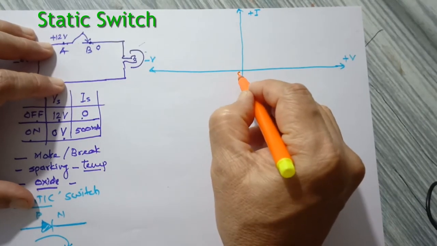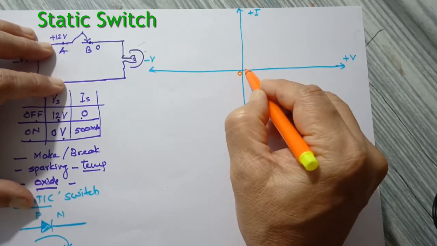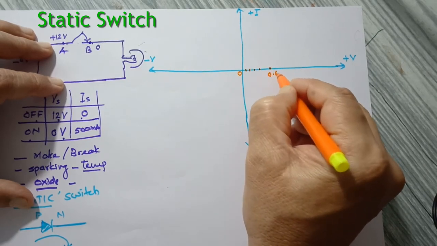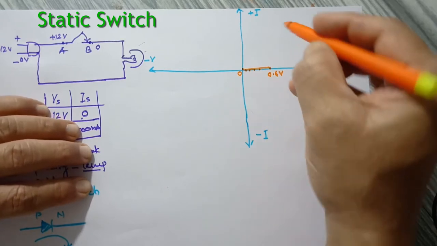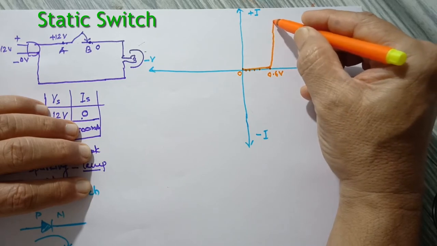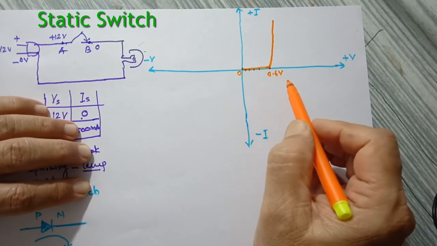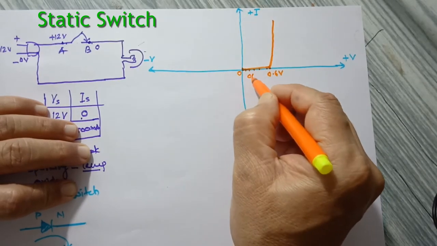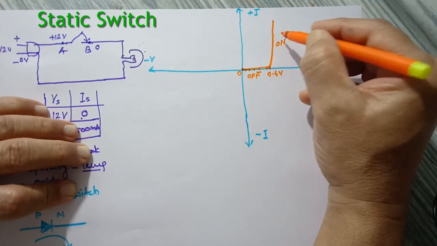This is the zero value. Now we have seen that when the diode is forward biased, say 0.1, 0.2, 0.3, 0.4 and about 0.6 volt for a silicon diode, there is no current through the diode. But the moment we reach 0.6, the current through the diode increases rapidly, and the voltage across the diode remains close to 0.6 or 0.7 volt. So till 0.6, the diode is off, no current flows, and after 0.6 the diode is on because large current flows.